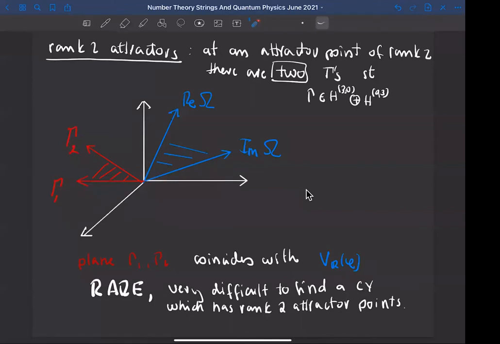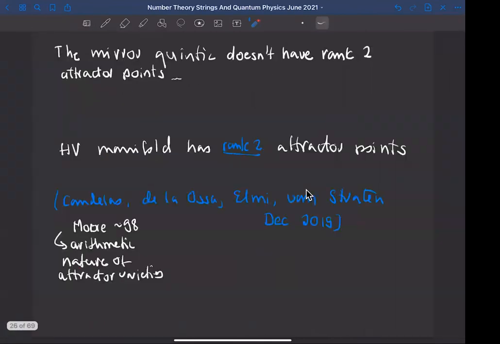So this is where I'm going. What we want is to discuss these attractor points and how to find them using an arithmetic strategy, for example. As we will see, the mirror quintic doesn't have rank two attractor points, whereas the reason we are working with the Hulek-Verrill manifold is that it does have rank two attractor points, and this is what we found in this paper with Candelas, Mohammed, Duco and Stratton.